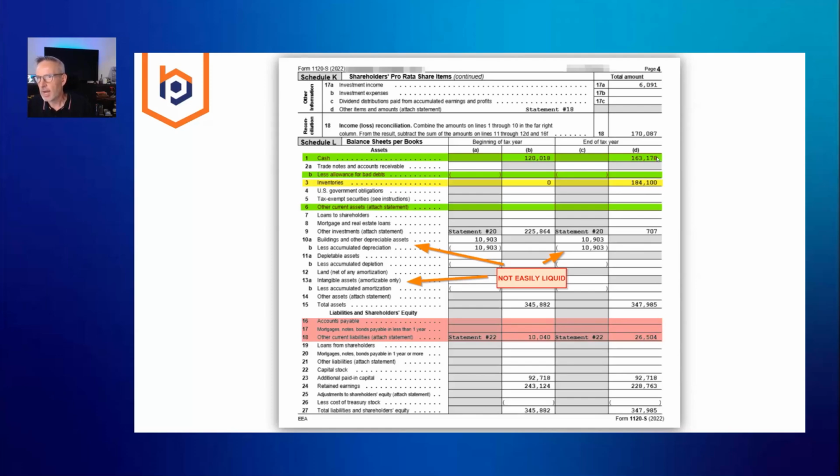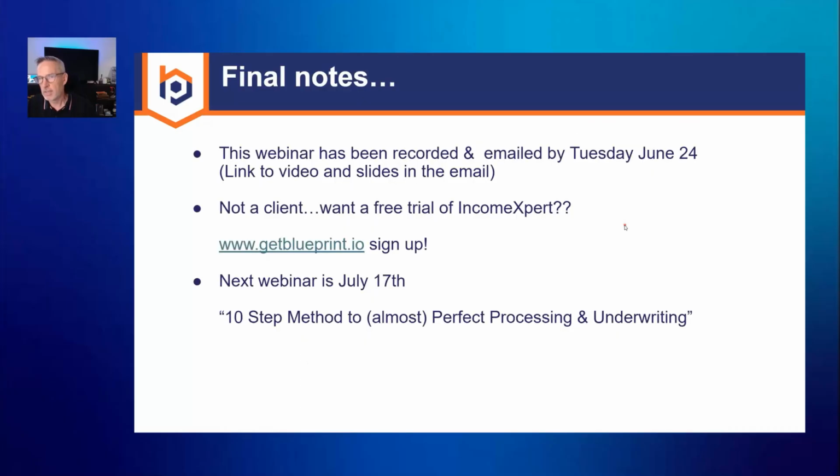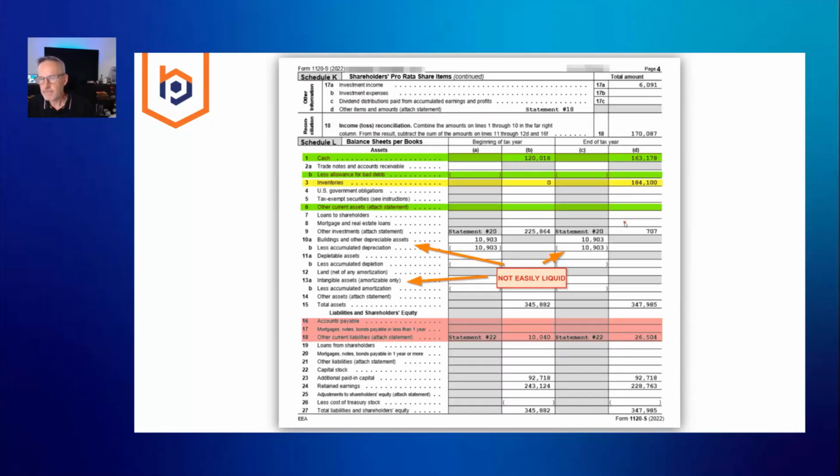Okay. So I got 163 grand in cash. I only got $26,000 immediate debts. I'm pretty liquid, right? So I could definitely pay my own profit at the end of the year for sure. So if I didn't have distributions, I would do liquidity tests.